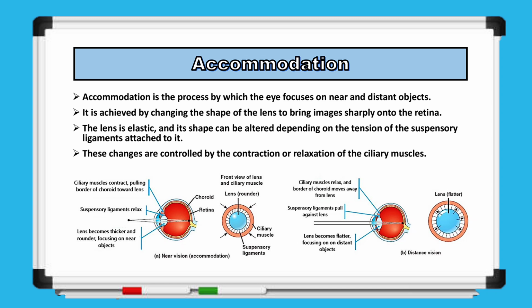For near vision, the ciliary muscles contract, pulling the border of the choroid closer to the lens. The suspensory ligaments relax, allowing the lens to become thicker and rounder, which increases its refractive power to focus on nearby objects. For distant vision, the ciliary muscles relax, and the border of the choroid moves away from the lens. The suspensory ligaments tighten, pulling the lens into a flatter shape. This reduces its refractive power, allowing the eye to focus on faraway objects clearly. Thus, accommodation ensures that the lens changes shape appropriately, enabling clear vision for both near and distant objects.